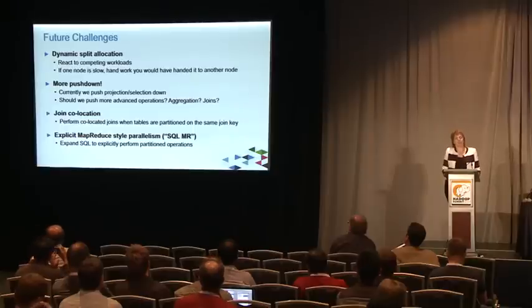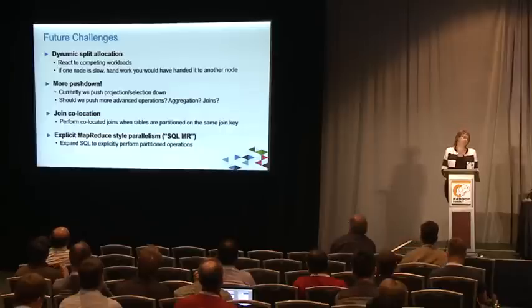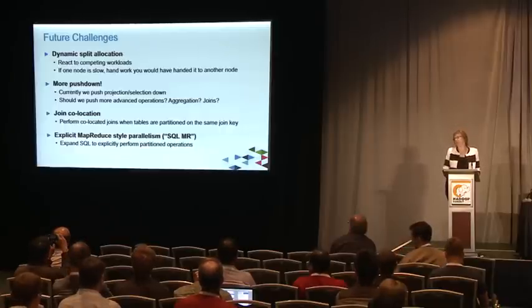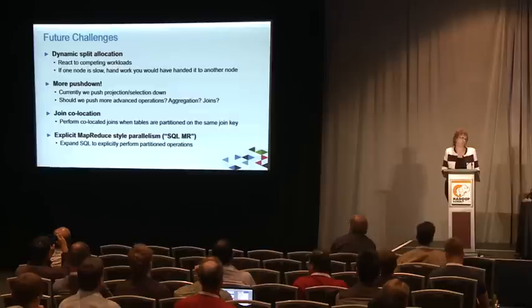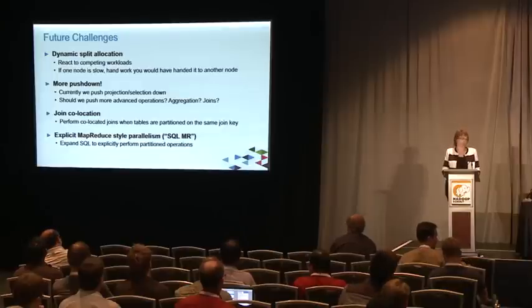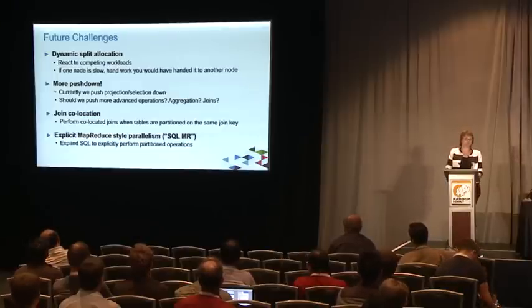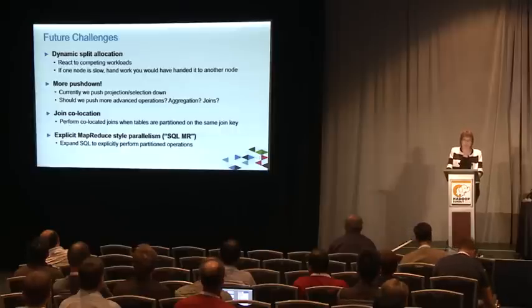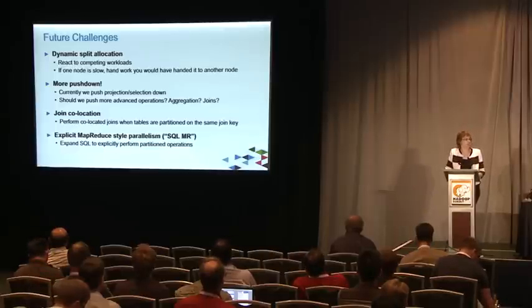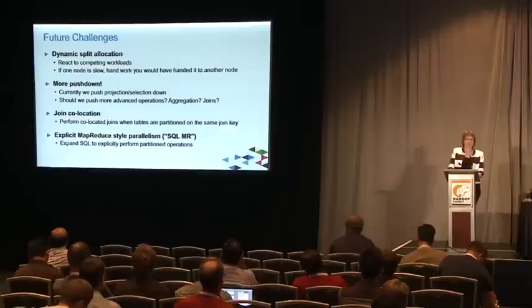Again, in a relational database world, you have all the system to yourself. Here, you have to share with other workloads, and sometimes when you're executing your query, suddenly one of the nodes becomes extremely busy. So we need to balance the work and send some of that work to the other nodes. More pushdown. As I said before, the closer to the data that you eliminate the data that you don't need, the better. So what are the operations that we need to push down? Should we push down more advanced operations like aggregations or joins? That's another very interesting area. Join collocation.